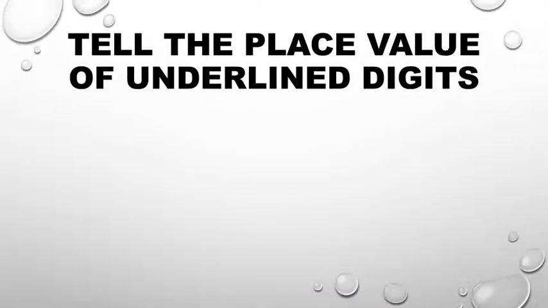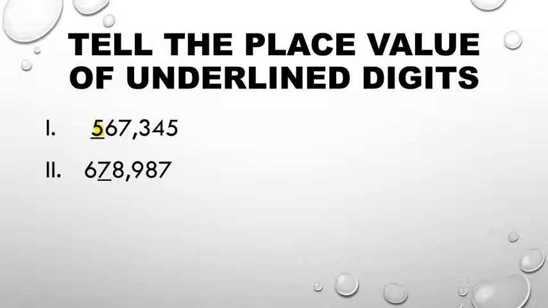Before starting the lesson, I want to ask some questions from you. In class 4 you have read about the place value. So please very quickly tell me about the place value of these underlined digits. Here in the first question you can see that 5 is underlined. So you must tell me about the place value of this 5. Very well done. It is at 100,000 place, so its place value is 500,000.